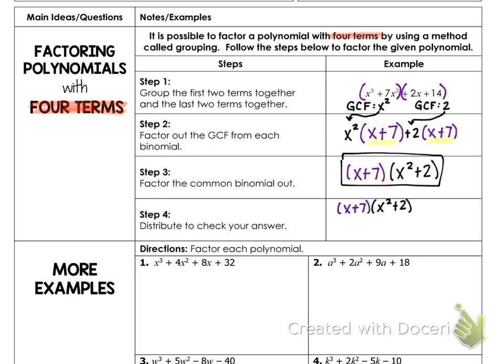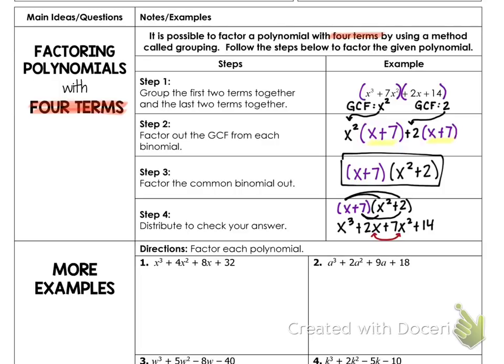Okay, now step 4 says to distribute to check your answer. So if you ever wanted to make sure that you're doing it right on a test, you could always distribute. So remember how to distribute. X times x squared is x cubed. X times 2 is 2x. 7 times x squared is 7x squared, and 7 times 2 is 14.